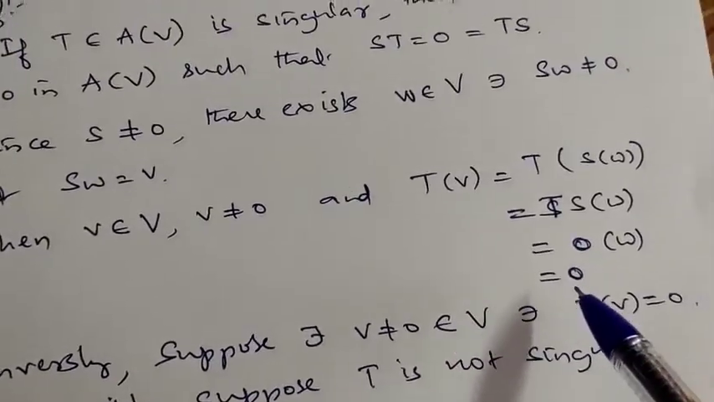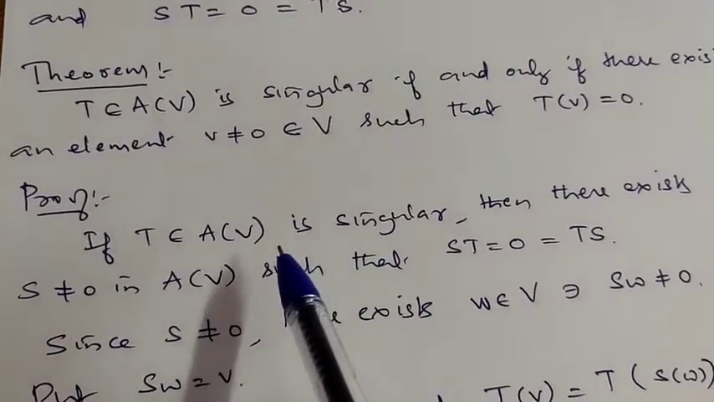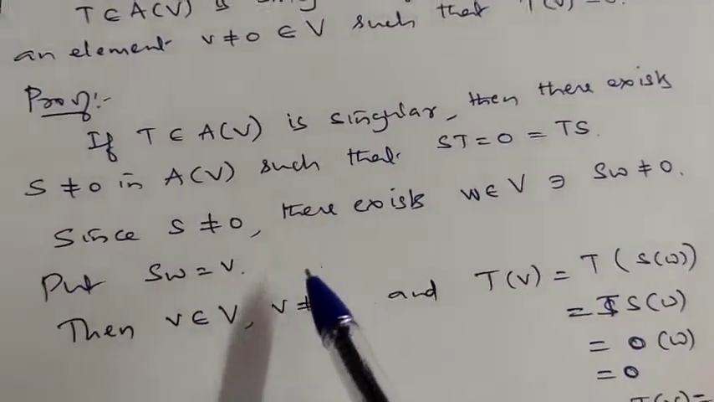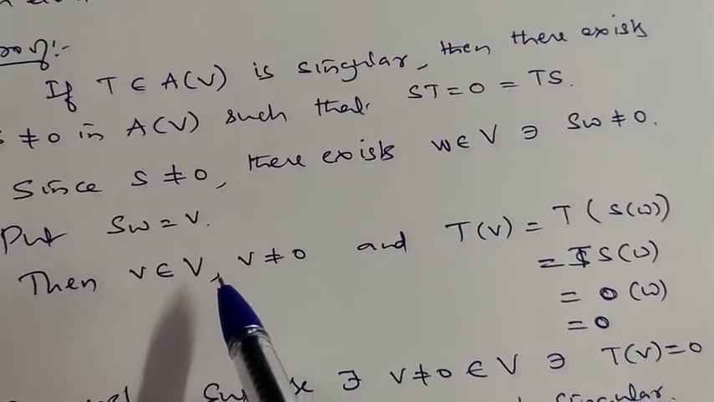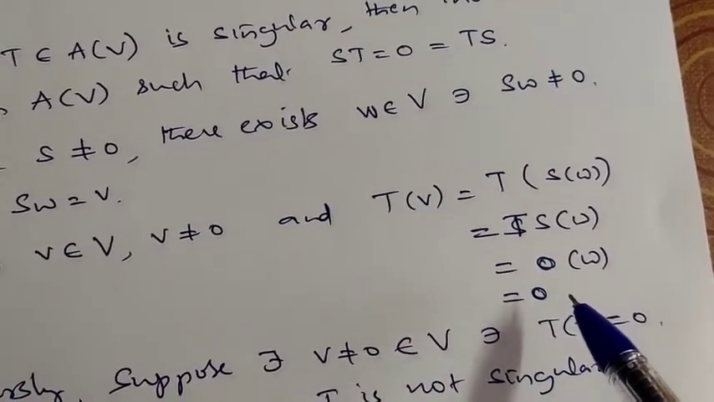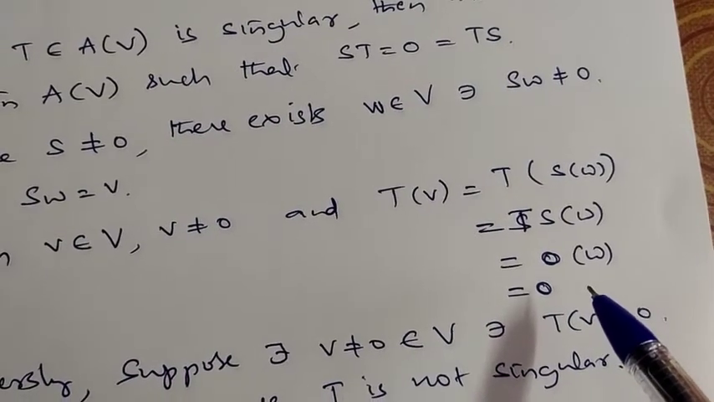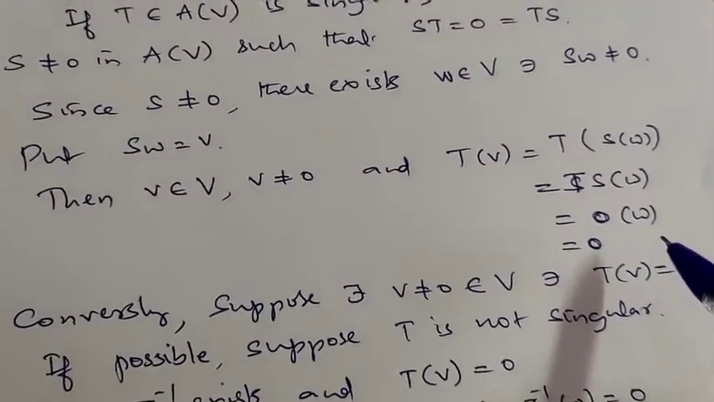So we have shown that if T belongs to A of V is singular, then for a non-zero vector v belonging to V, T of v is 0. So one part of the proof we have proved.